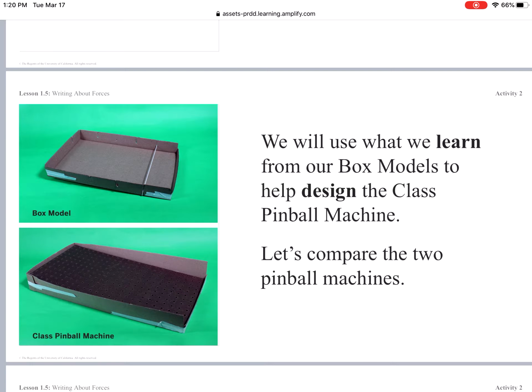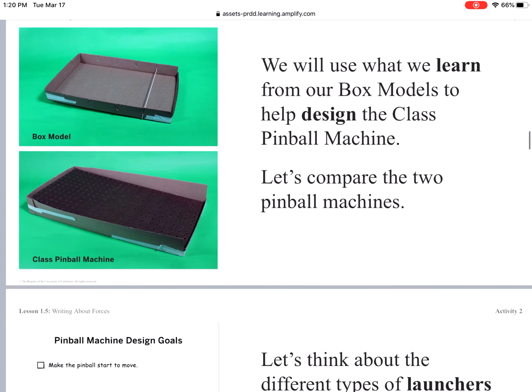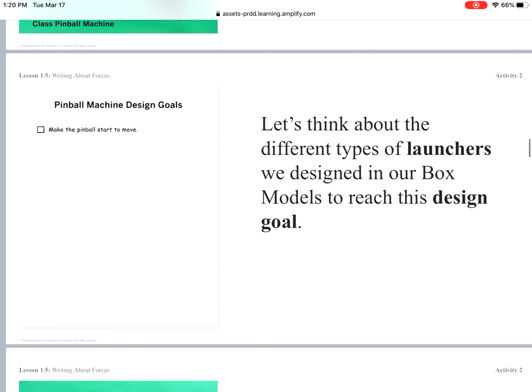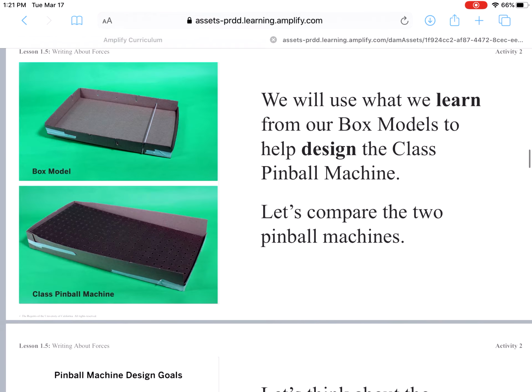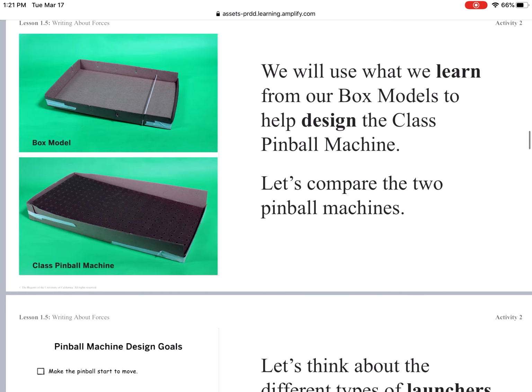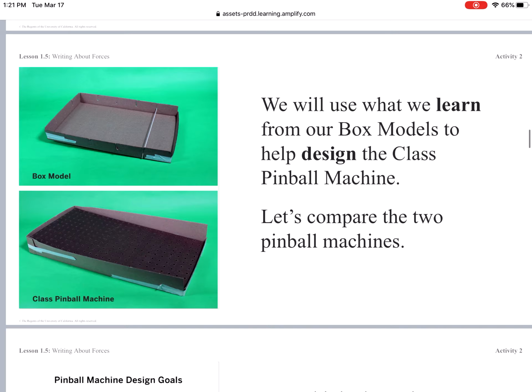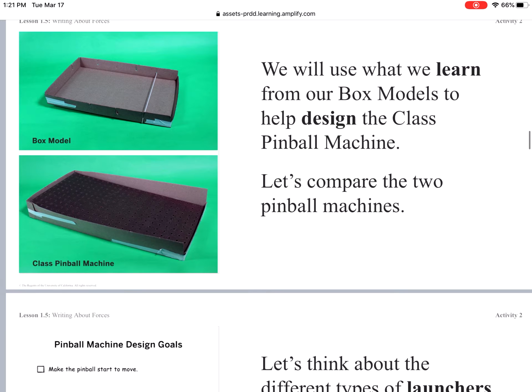So they have a box model, and then they have the class pinball machine. So they made two here. So they're going to compare the two pinball machines, okay? Let's think about the different types of launchers we designed in our box model to reach the design goal. So they did two. So right here, the launcher on the second box, you can't really see it, but on the first one you can. It's right there, the little white string down at the end of the box. Not really at the end, but towards the middle, but it's not really in the middle.